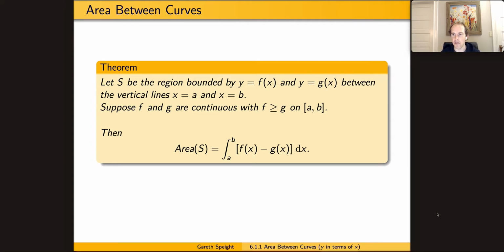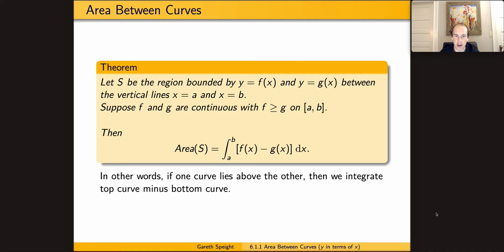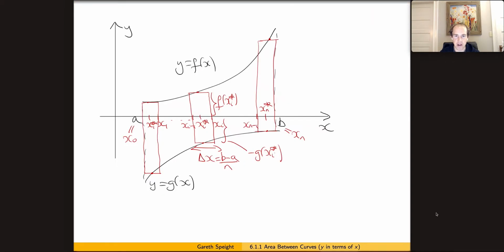So this is going to be an integral of something in terms of x. As soon as we figure out what the integral should be, we just use the antiderivatives, use the fundamental theorem of calculus, plug in a, plug in b, and subtract them. So let's see why this is true, and then let's do a quick example. So we're going to integrate top curve minus bottom curve.